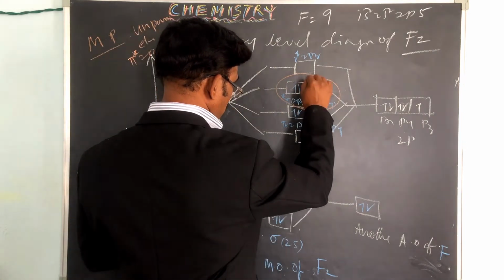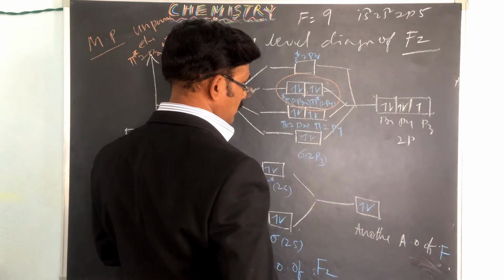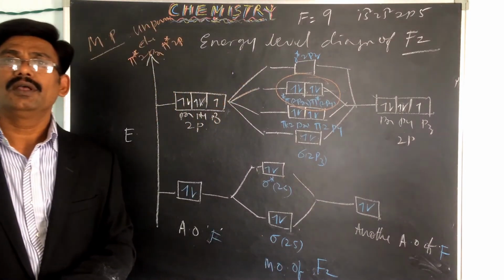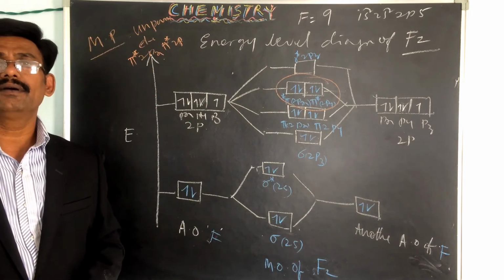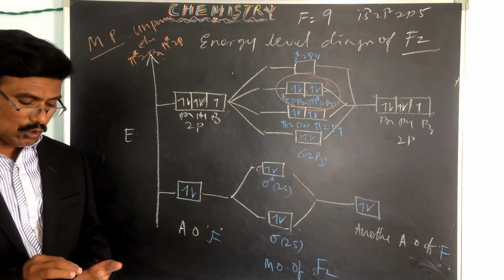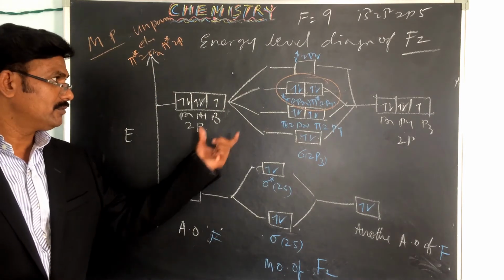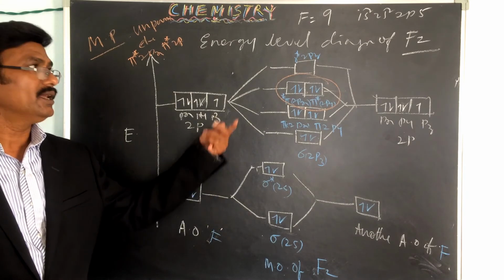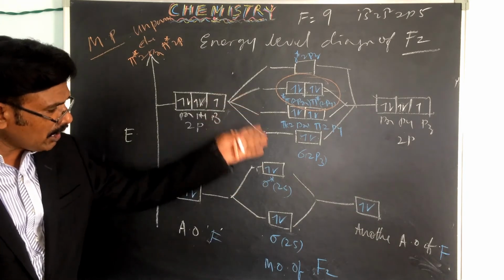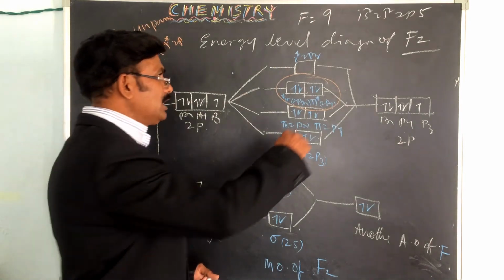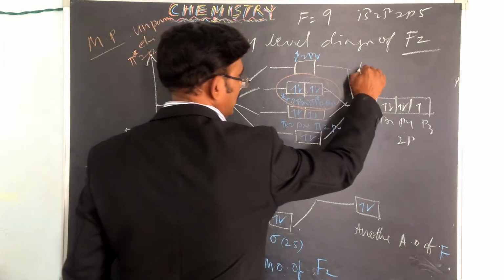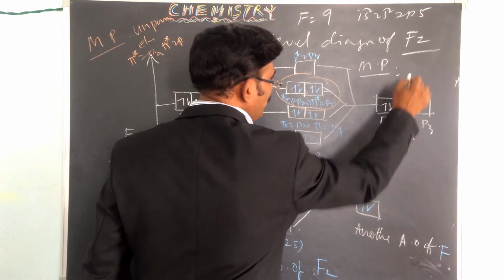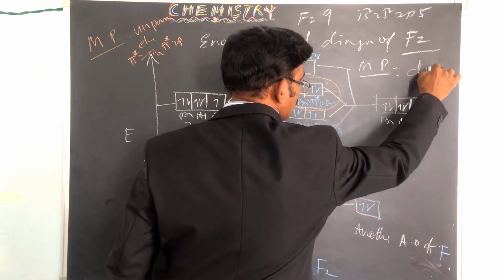Like this. So now here are all paired or unpaired? All are paired. So what is the magnetic property of fluorine? All are paired, meaning diamagnetic.